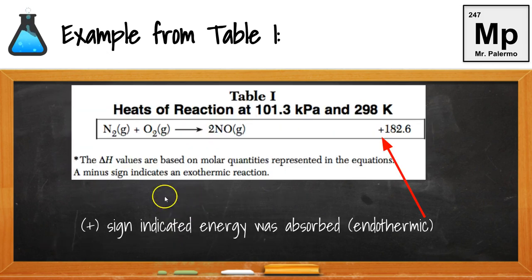On Table I, here's an example of an endothermic reaction. Here, you'll see that the delta H is listed as a positive 182.6 kilojoules, meaning it needs that much energy as a reactant to get this reaction to take place. If you forget this, on the bottom it tells you that a minus sign is exothermic, so therefore a plus sign is going to be endothermic. And where would that energy go? Again, on the reactant side, so I'll be adding it to the left side of my reaction.